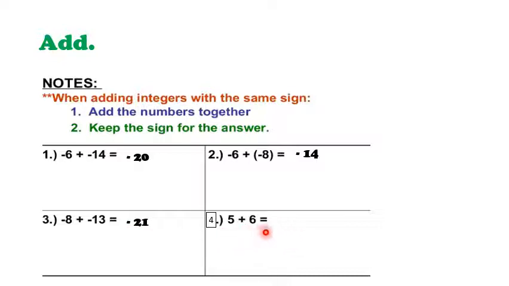The last example, I have 5 plus 6. 5 plus 6 are both positive integers. I will add them and keep the same sign. 5 plus 6 equals 11, and the sign is positive, and I don't need to write the positive sign. So the answer will be 11.